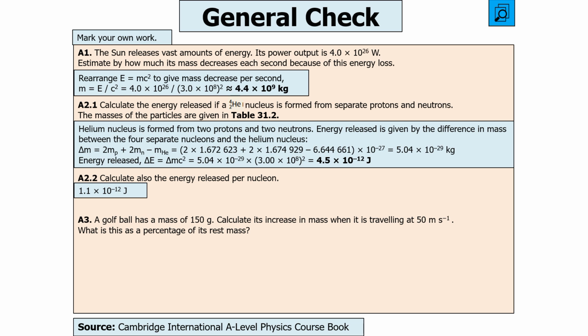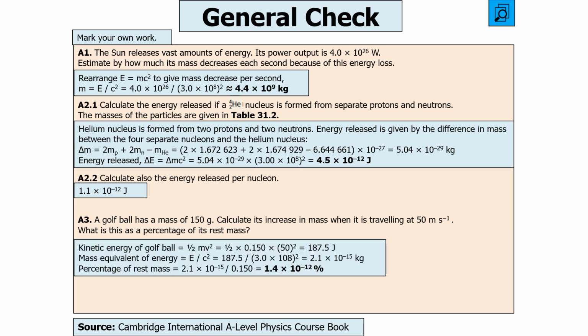In this next question, the kinetic energy of a golf ball is a half mv squared, so it's a half times by the mass in kilograms, 0.150, times by 50 squared, which is 187.5 joules. The mass energy equivalent of the ball is going to be m equals E over c squared, so it's 187.5 over c squared, 2.1 times 10 to the minus 15 kilograms. So find the difference as a percentage of its rest mass, which is 0.150 kilograms. So it's 1.4 times 10 to the minus 12 percent, which is about right for an object on the real world scale.